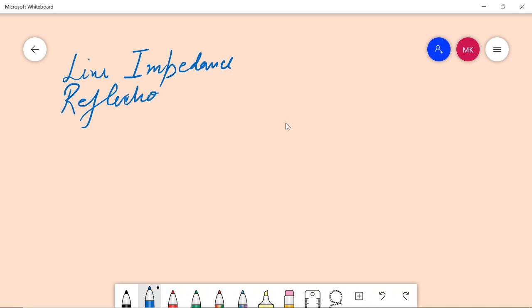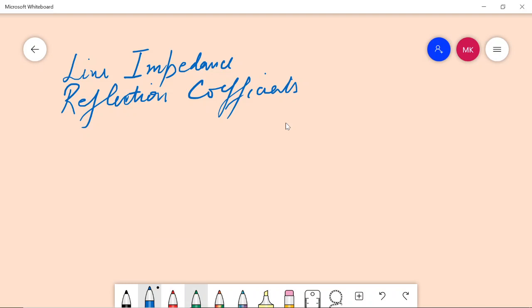In this lecture, we will talk about the line impedance and the reflection coefficient. So we will talk about the two things in this lecture: the line impedance, and then the reflection coefficient. Okay, I will take one by one.